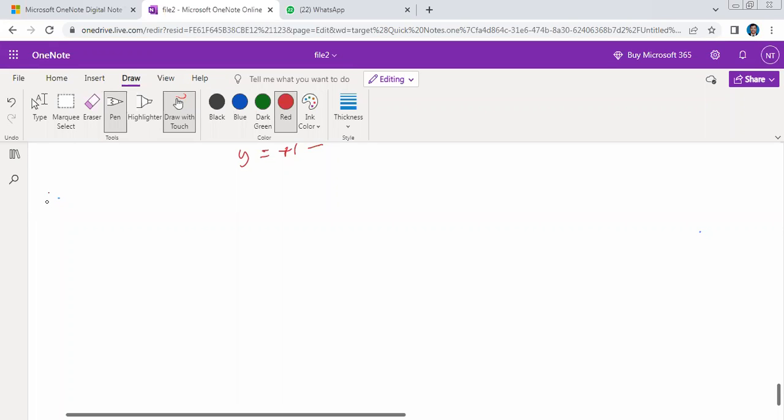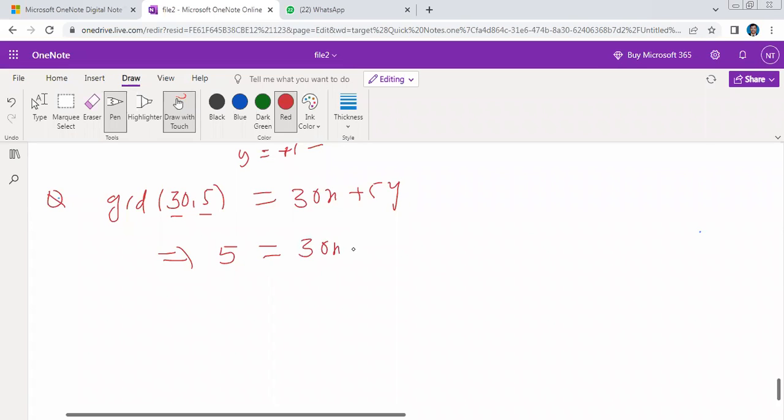Next, GCD of 30, 5. How to write the linear combination of this one? GCD of 30, 5 = 30x plus 5y. Am I right? From this equation, what is the GCD of 30, 5? It is 5. So GCD of a comma b can be expressed as a linear combination, 30 times x plus 5 times y. This is equal to 30x plus 5y.